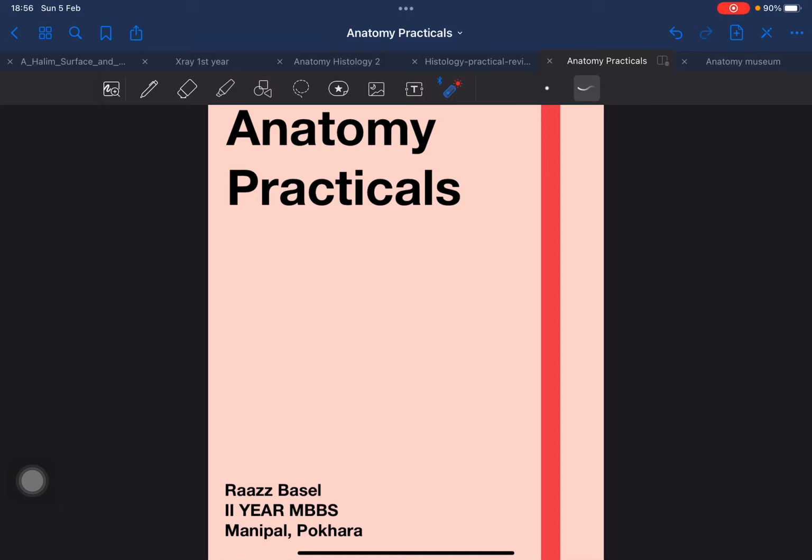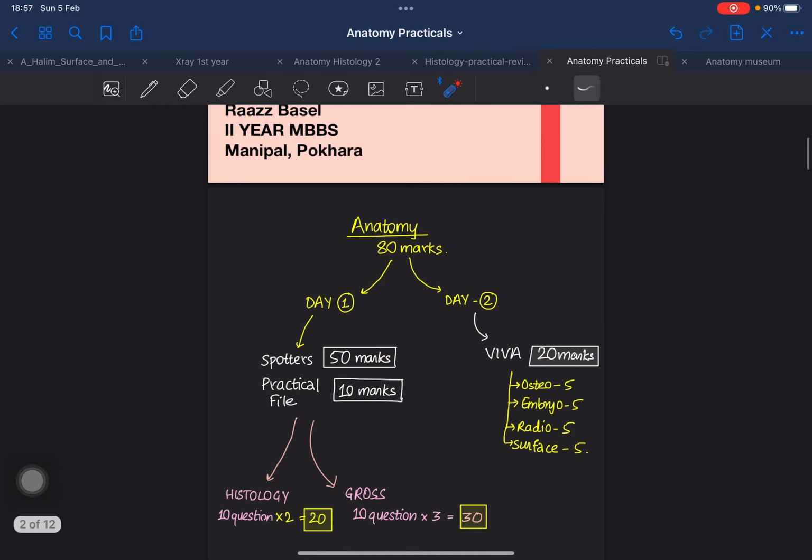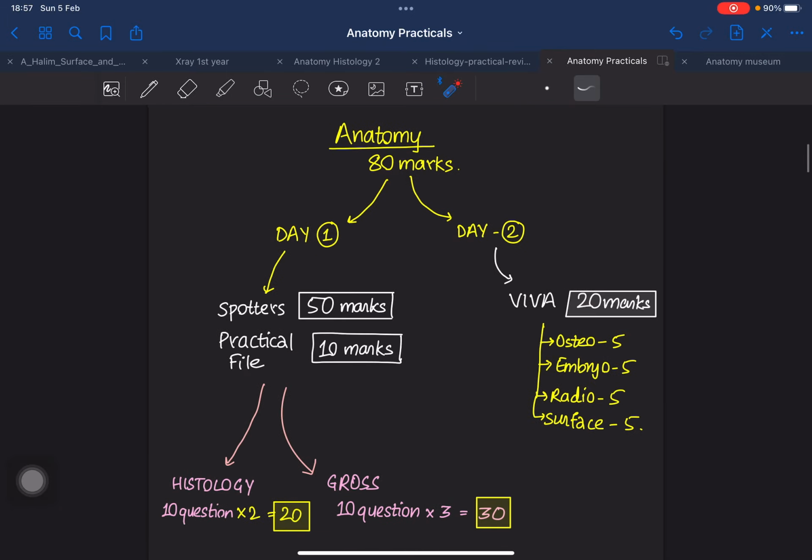Today we will be discussing anatomy practicals for the Kathmandu University semester exams as well as the university exams. Okay, let's have a look at the marks distribution. The practical will consist of 80 marks, in which on the first day we will have our spotters, which will consist of 50 marks, and the practical record file, which will consist of 10 marks. On the second day we will have our viva, which will be of 20 marks.